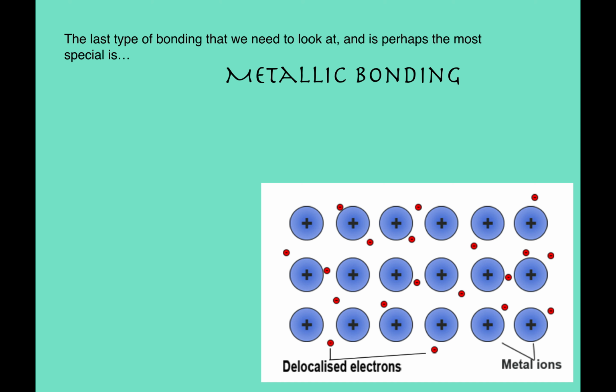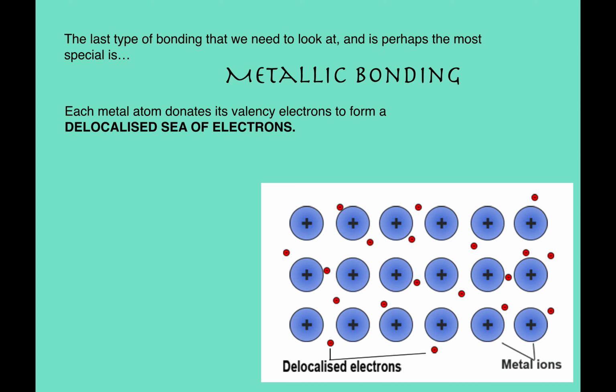Okay, the last type of bonding we need to look at is metallic bonding. Metallic bonding, although we spend less time on this than on the other types of bonding, is perhaps the most special. Very simple at first glance, this kind of bonding gives metals some amazing properties. They really are strange materials and they do wonderful things.